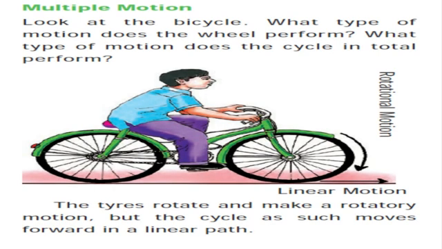Multiple motion. Look at the bicycle. What type of motion does the wheel perform? What type of motion does the cycle in total perform? The tire rotates and makes rotatory motion, but the cycle as such moves forward in a linear path.